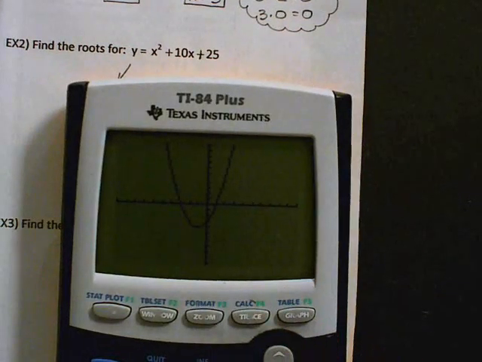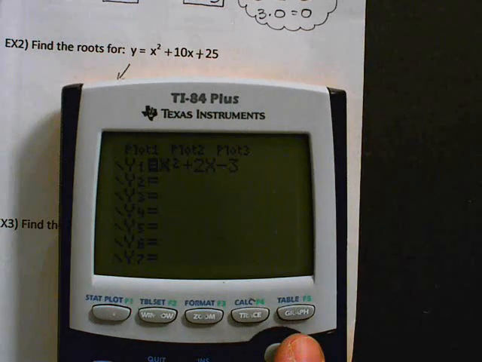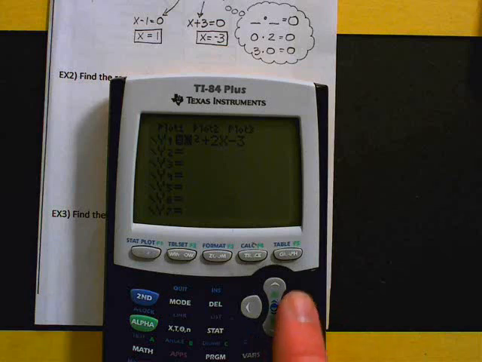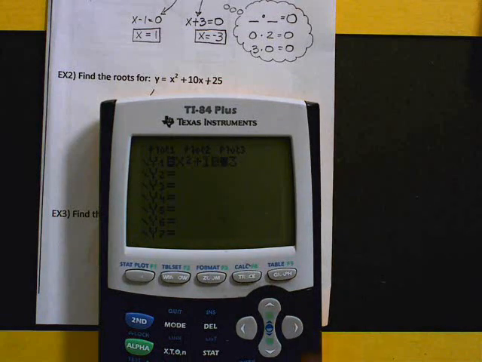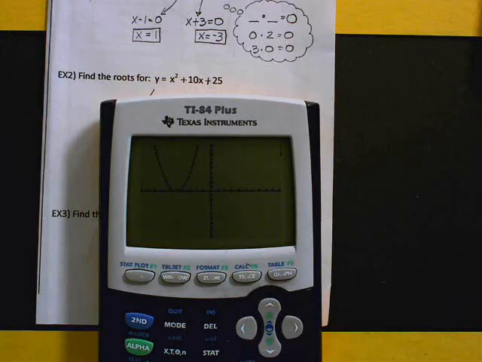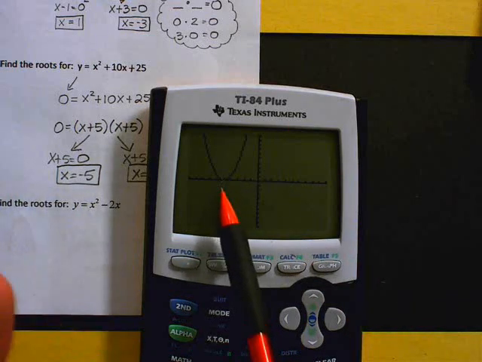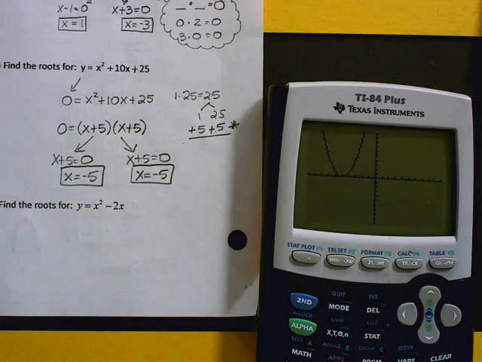So let's go ahead and press Y and change this equation. Let me move back again. Basically what I'm going to do is use my arrow keys right here to go over the 2x and put 10x, plus 25. Alright, if we press graph, we're going to notice that my graph only touches the x-axis at one point, which happens to be negative 5, and that's exactly what we got. And that's what it means when you get two answers the same: you only have 1 point of intersection. Okay? Alright, very well.